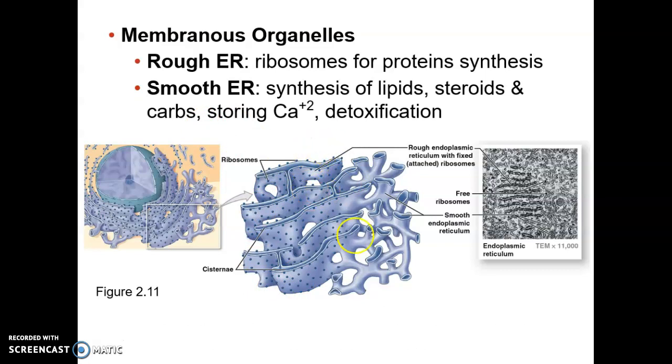The smooth ER, over here on your right, is called the smooth ER because it has a smooth membrane appearance. Since there's no ribosomes, it's not involved in protein synthesis, but it synthesizes things like lipids, steroids, and carbohydrates, stores calcium, as we'll see when we do muscle contraction, muscle tissue, and then detoxification of harmful substances is another function of the smooth ER.